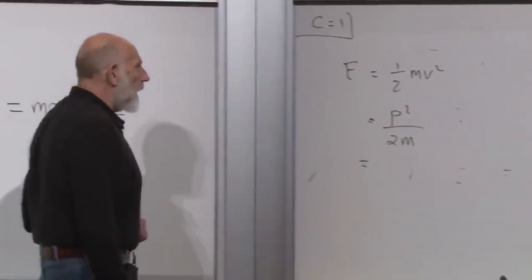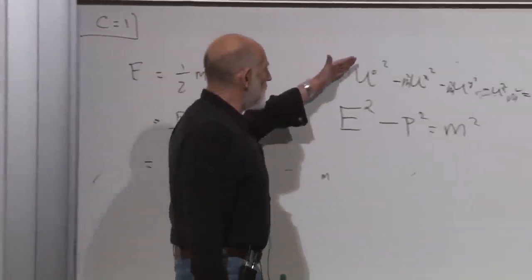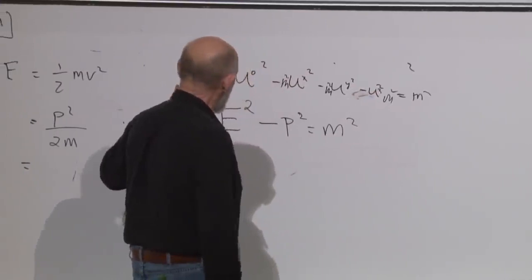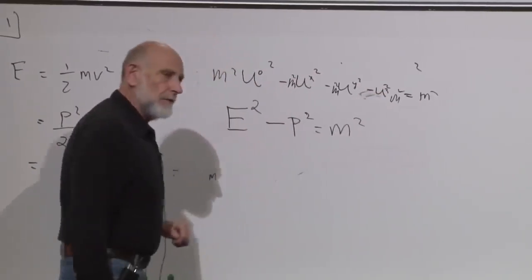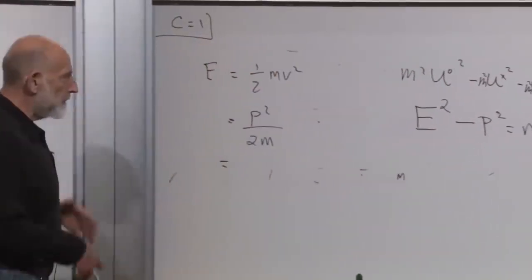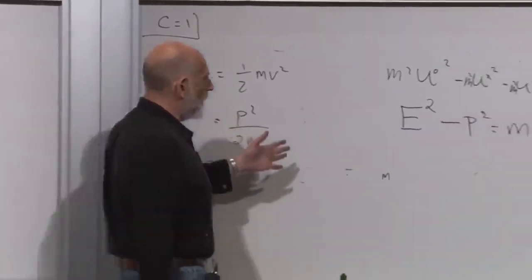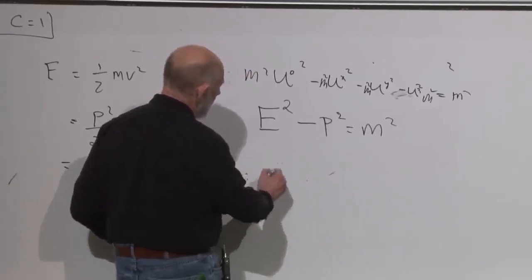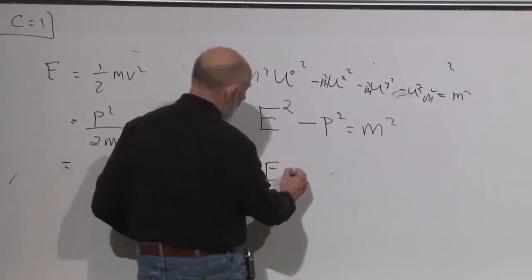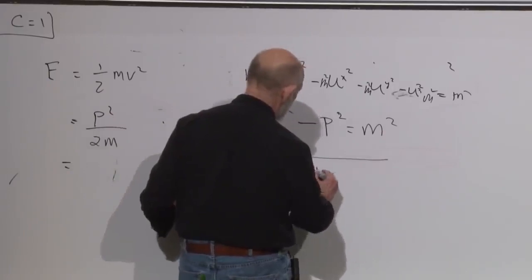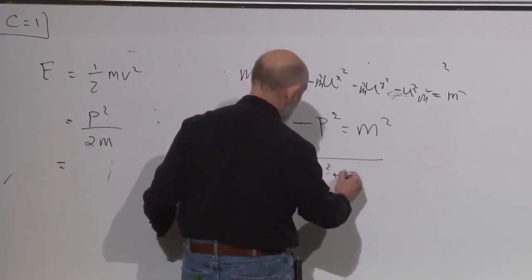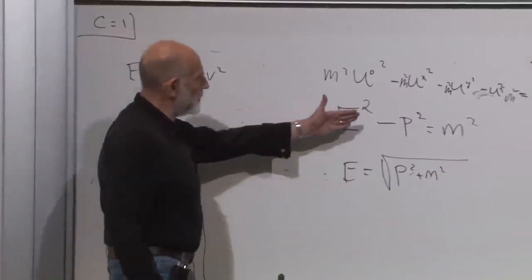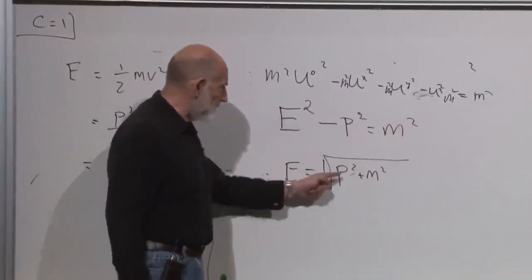In terms of the 4 velocity, it's u0 squared minus u vector squared equals 1. In terms of the corresponding components of the 4 momentum, energy and momentum, it's E squared minus P squared equals M squared. Or I can write that as E equals square root of P squared plus M squared. I moved the P squared over to the right-hand side and took the square root.